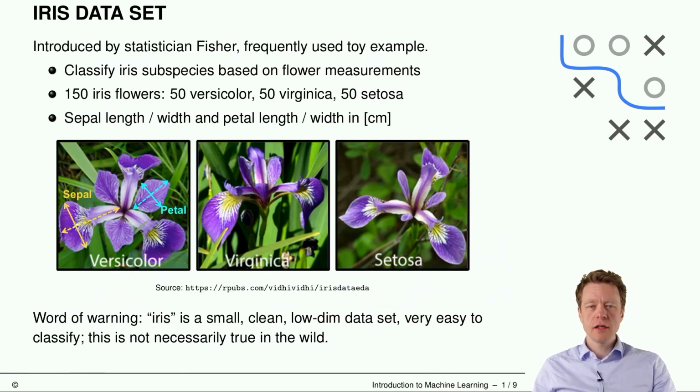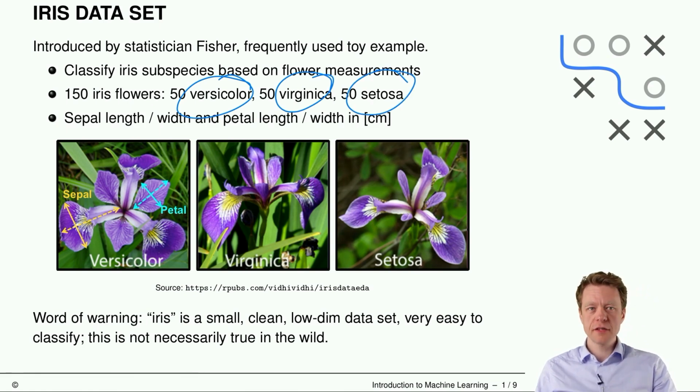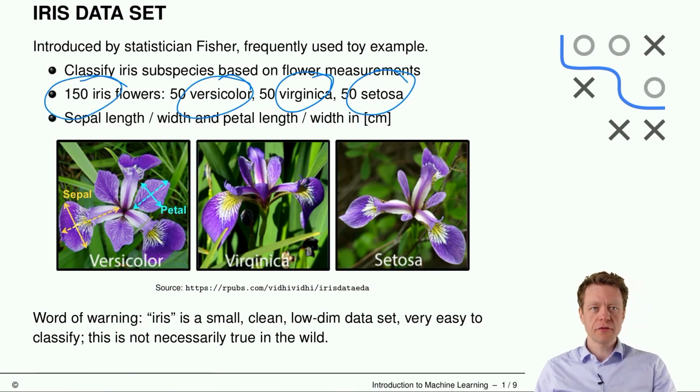As a toy example, we will use the iris dataset, which you perhaps already know. The task in the iris dataset is to classify iris subspecies. So iris is a flower and there are subspecies of that flower. In total 3 subspecies in this dataset. And of each subspecies, called versicolor, virginica and setosa, we have 50 flowers. So in total n equals 150 iris flowers, and the characteristics that describe these flowers are the sepal length, the sepal width, the petal length and the petal width. So we have 4 characteristics to describe these 3 classes of iris flowers.